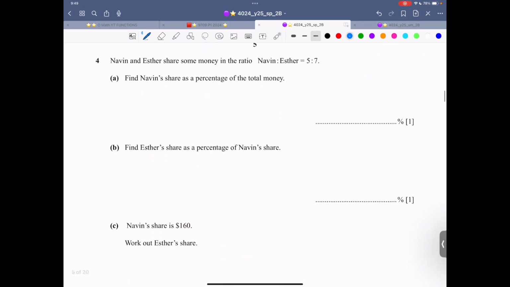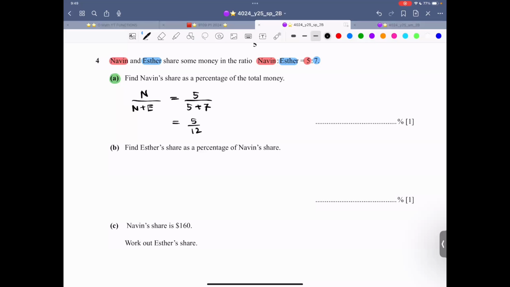Now, question number 4. Now it says there are two people, no need to pronounce the name. There is this person that is, let's give it a red color, that is N, and this person is E. They share some money in this ratio. This is 7, this is E, this is 5, this is N. First thing first, find N's share as the percentage of the total money. So that is N divided by N plus E. What is N? N is 5 divided by 5 plus 7. That comes out to be 5 over 12.